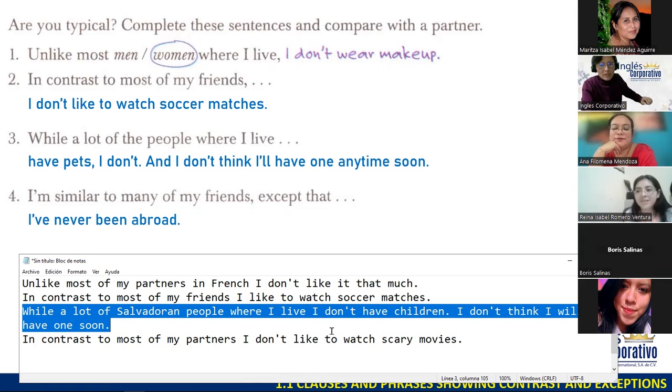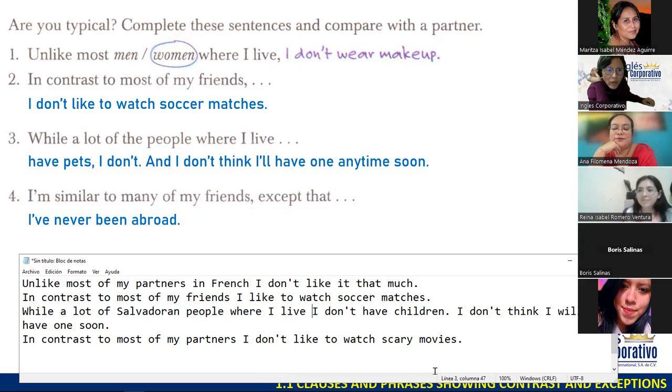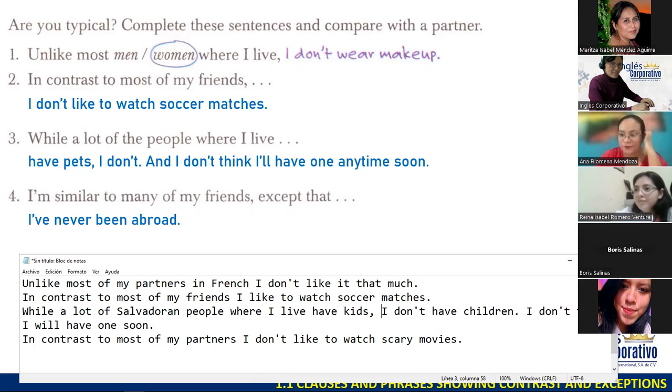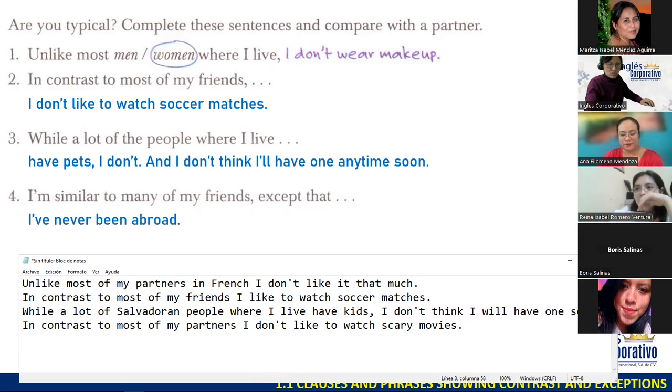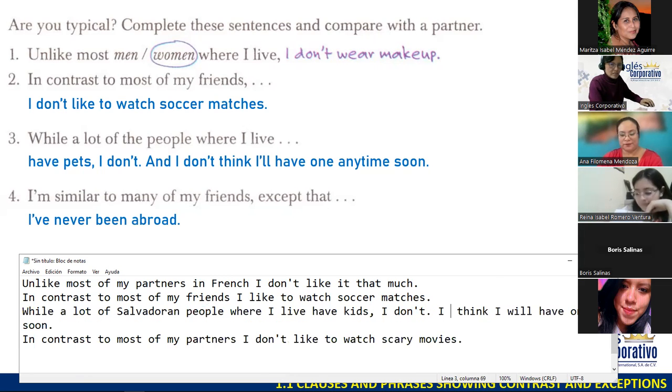Creo que aquí lo tenemos que dejar así. While a lot of people where I live have kids, comma, I don't. Y luego, punto, I don't think I will have one soon. Oh, sí. Okay. Solo esa pequeña corrección, Ana. While a lot of Salvadoran people where I live have kids, I don't.